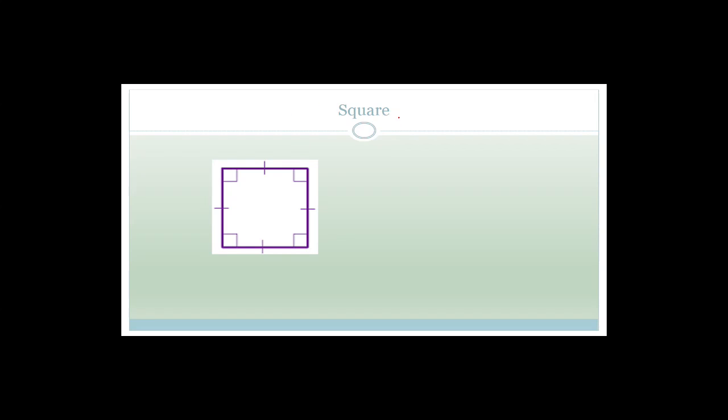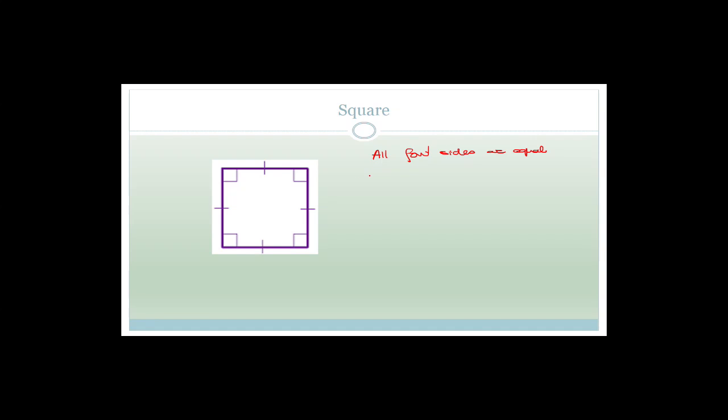Okay, so the square is special because all four sides are equal. Okay, we don't care about the rest. We don't care about the 90 degrees or anything else at the moment. All we care about is the fact that all four sides are equal in length.